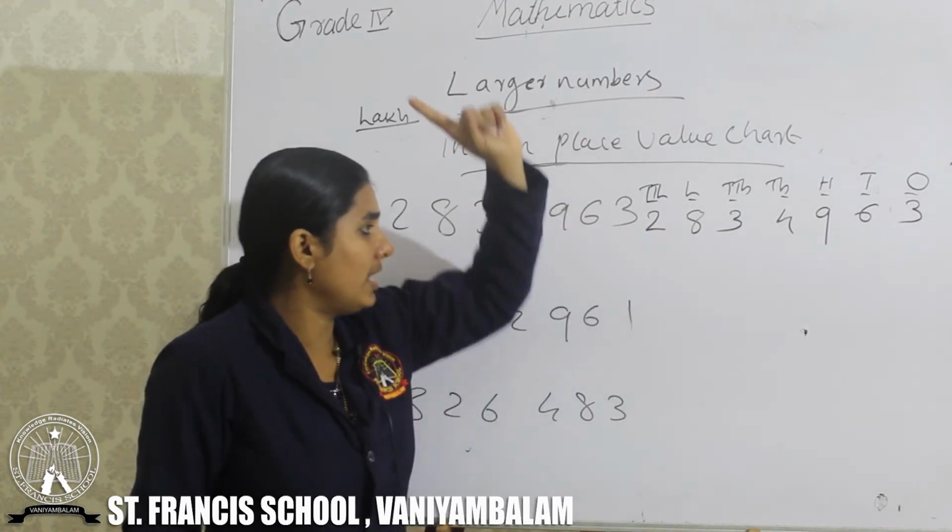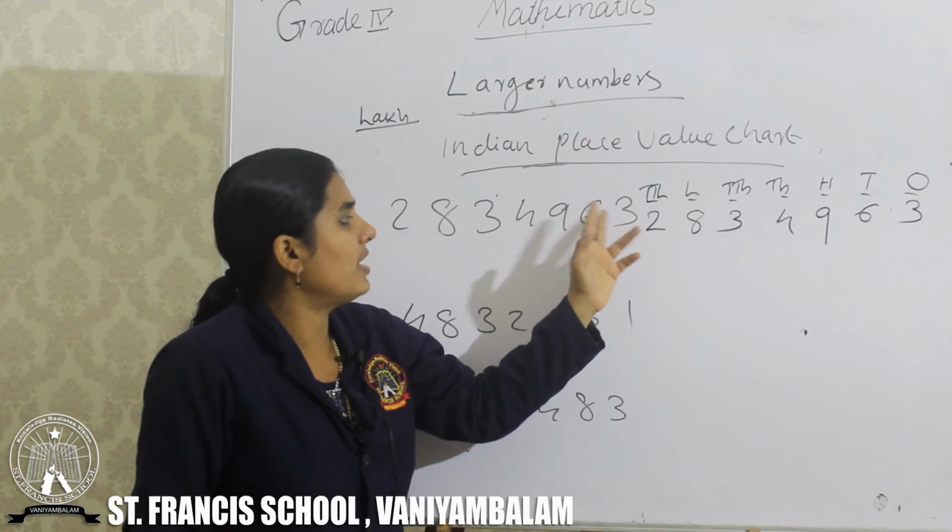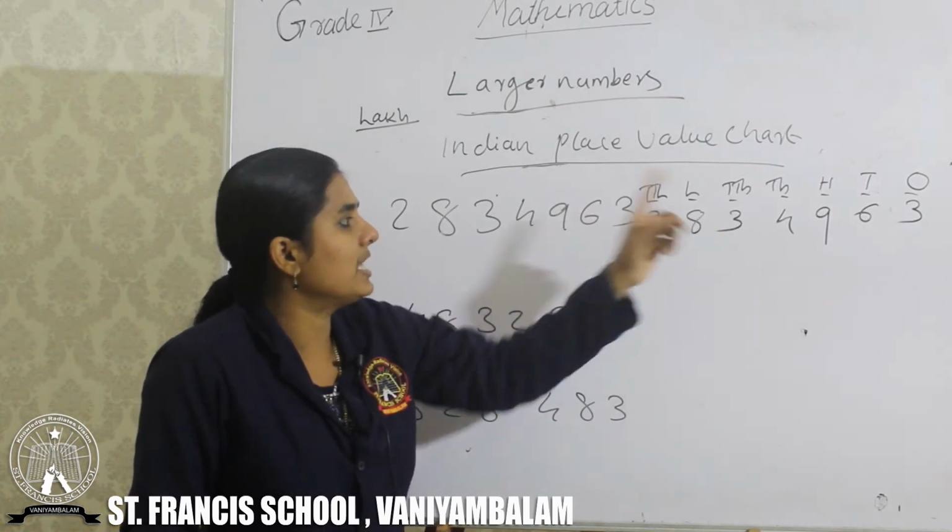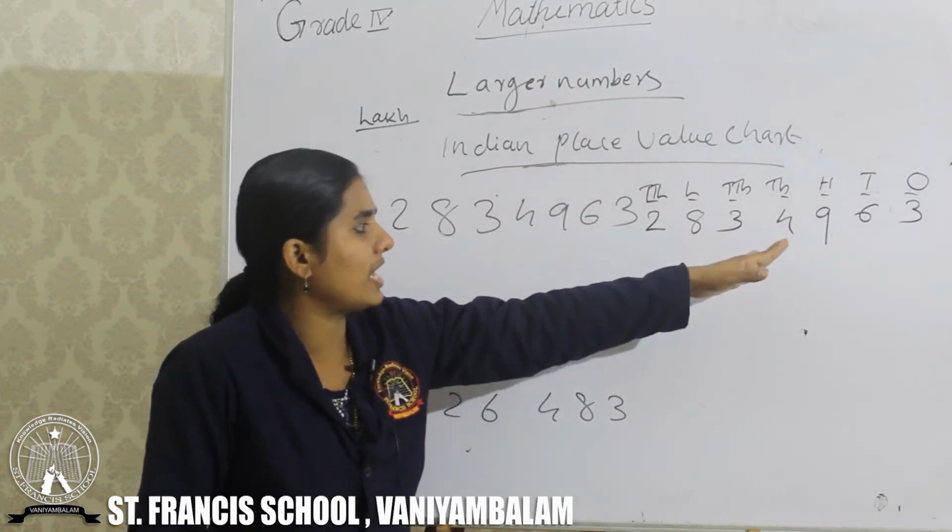Right side, which number do we have? That you write in the ones place. Left of the ones, which number? That you write in the tens place. Left of the tens, which number? That you write in the hundreds place.